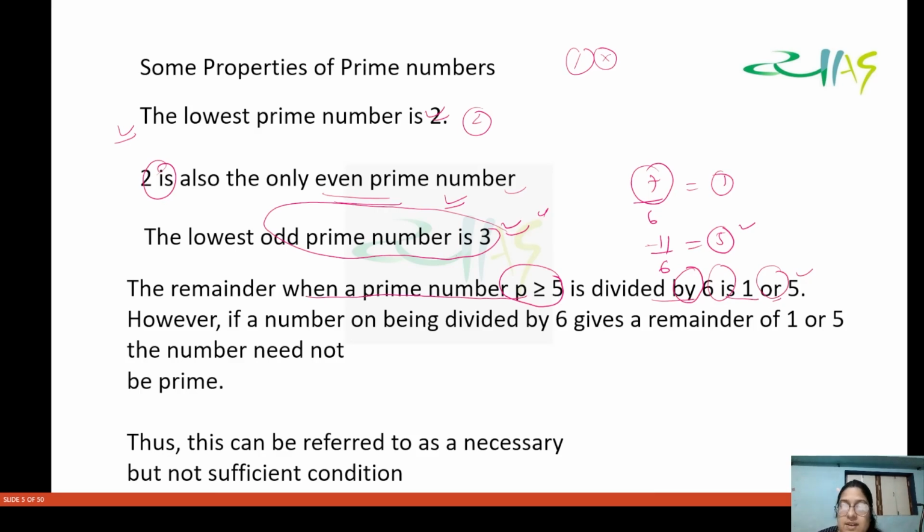Okay. However, if a number divided by 6 gives a remainder of 1 or 5, the number need not be prime. So if this condition is satisfied, there is still a possibility that the number is not prime. So this is a necessary condition but not a sufficient condition.